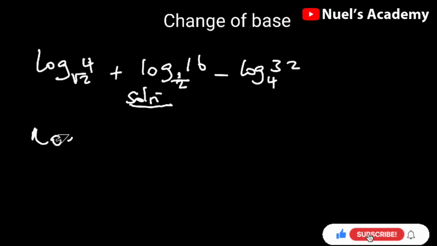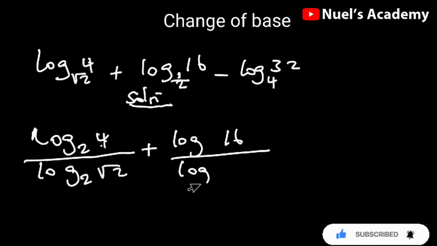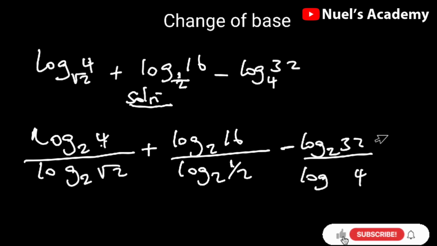So for this one, we have log 4 over log root 2. Which base are we going to employ here? Now 2 is the only number that can reduce 4 to its lowest term without a remainder. So we're going to employ 2 and then employ 2 here. The same thing is applicable to these 2. Then plus log 16 over log half. The same thing is applicable here. 2 can reduce 16 without a remainder. And so we have minus log 32 over log 4. So the same base 2, because 2 can reduce 32 to its lowest term without remainder. Same thing is applicable to 4.